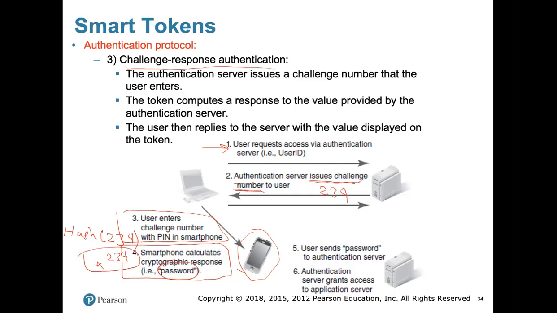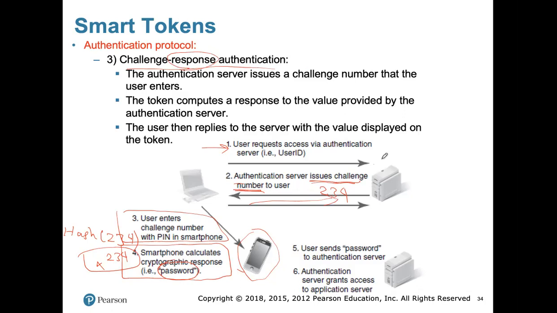The token performs that kind of computation, applies that algorithm, finds the results or output of that algorithm, and returns the output of that algorithm to the authentication server as the response. So that's why we call it challenge response.